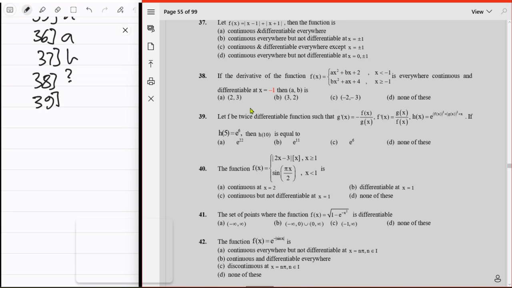Okay, 39. Let f be a twice differentiable function such that g dash of x is equal to -f upon g times f dash, and that's equal to g upon f times h, which is equal to this. If h of 5 is equal to e power 6, then h of 10 is equal to.